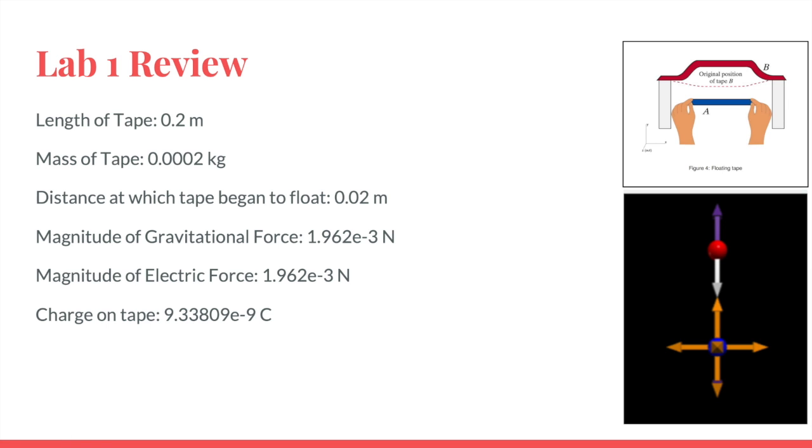In order to understand Lab 2, we must recall Lab 1. In Lab 1, we manipulated tapes in order to give them an excess charge, and then observed how they interacted with one another, as seen in the image in the upper right-hand corner. I've included my observations and results from that experiment in this slide.